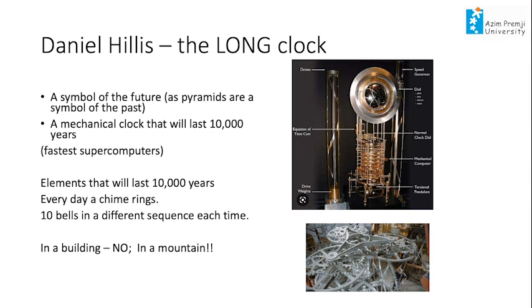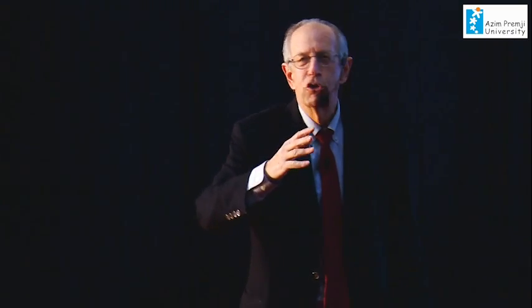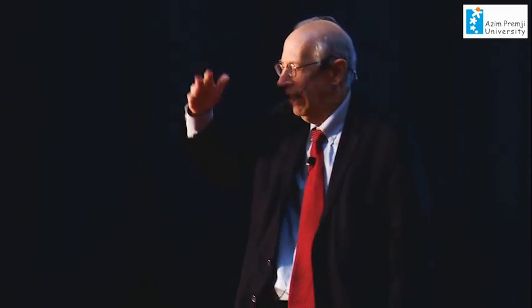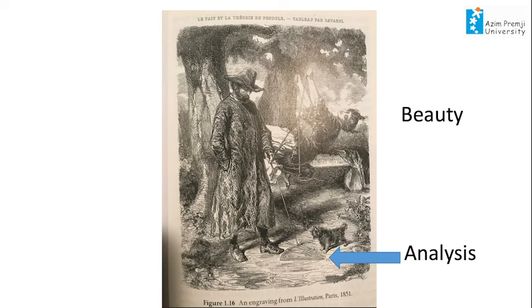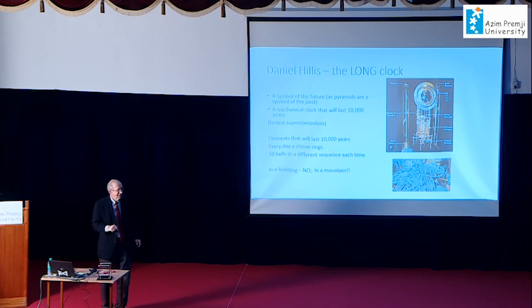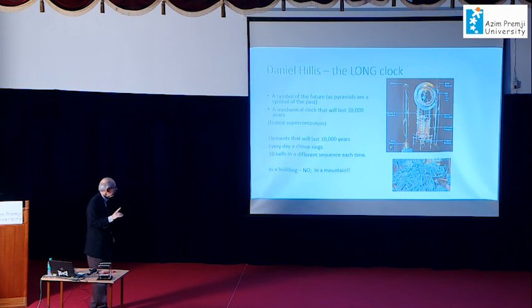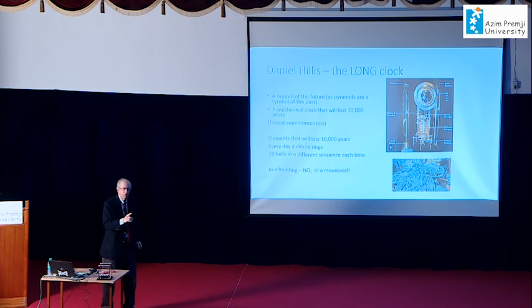And Daniel Hillis, who's become famous for inventing supercomputers which can do things in a trillionth of a second, 10 to the minus 16 seconds, he has decided that we need to slow down. And so he set for himself to build a clock, a pendulum, that will last 10,000 years. He wants to have a pendulum that will last 10,000 years, and every day a chime will ring, but since there are 10 different bells, it will never repeat over the 10,000 years.